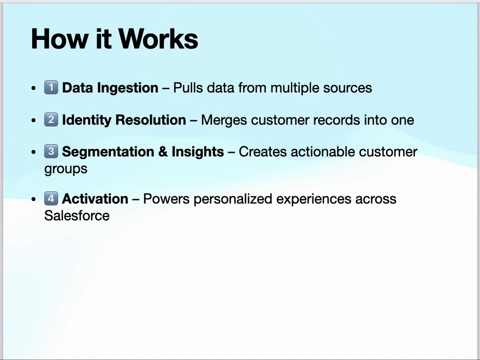Now, the fourth one is really the activation and personalization. Finally, Data Cloud activates this information across Salesforce products like Marketing Cloud, personalization campaigns, Service Cloud, proactive customer support, and Commerce Cloud for tailored shopping experiences. That's what the activation is, because you have all this data. Now you can activate it, putting it into action.